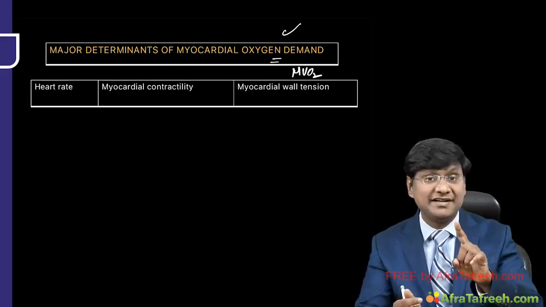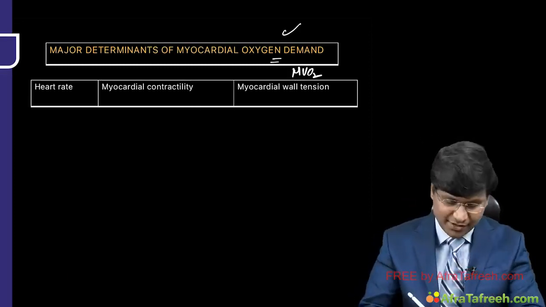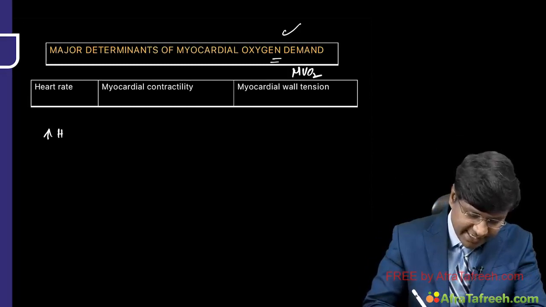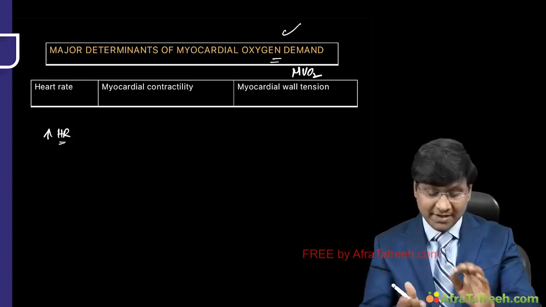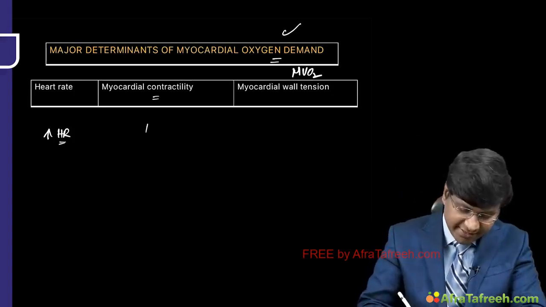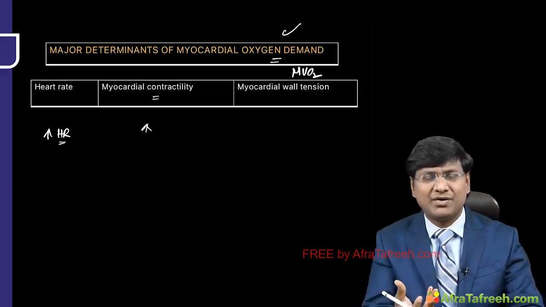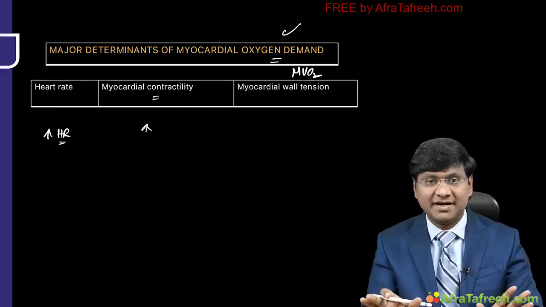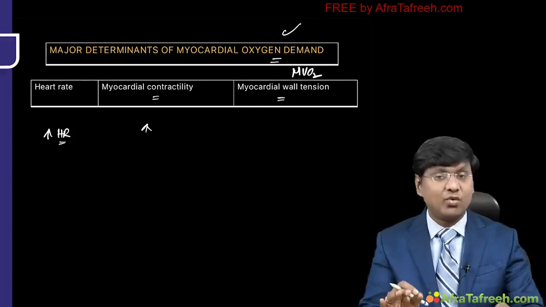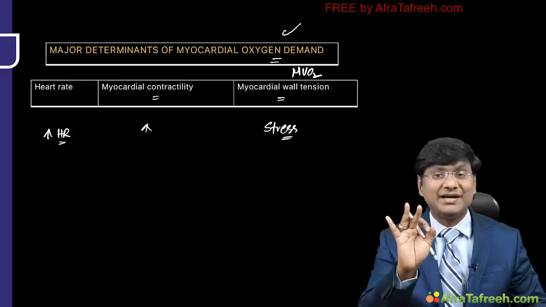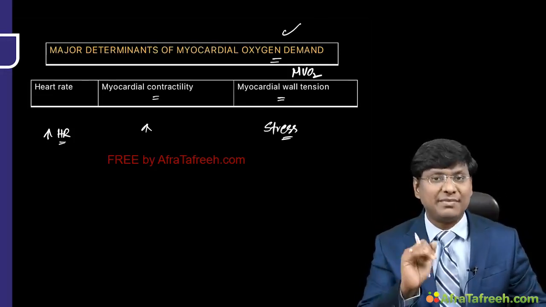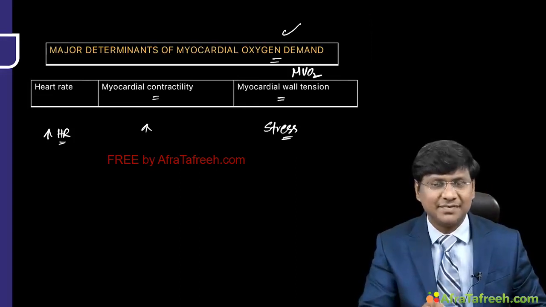So the major determinants are, number one, the heart rate. The higher the heart rate, the more will be the demand. Next, myocardial contractility. An increase in the myocardial contractility means more demand. And next is the myocardial wall tension, which is nothing but the stress. So these three are the important determinants of the myocardial oxygen demand.